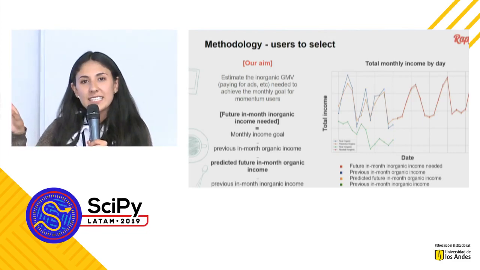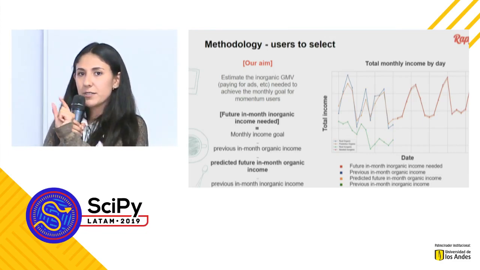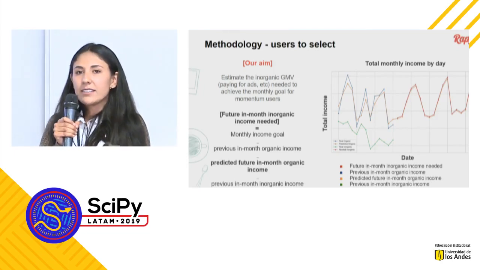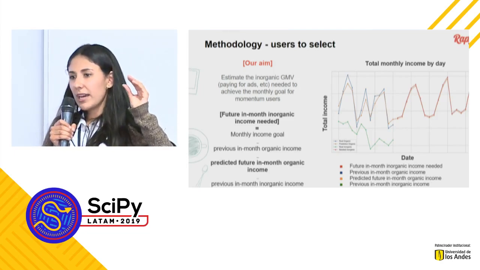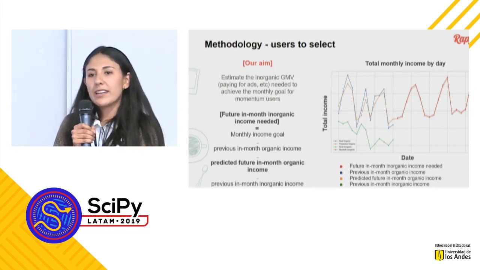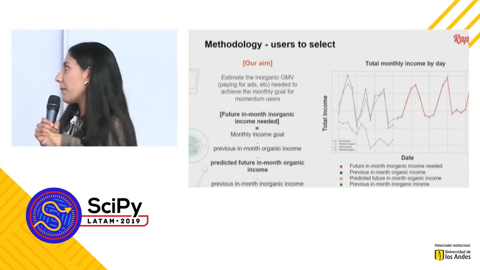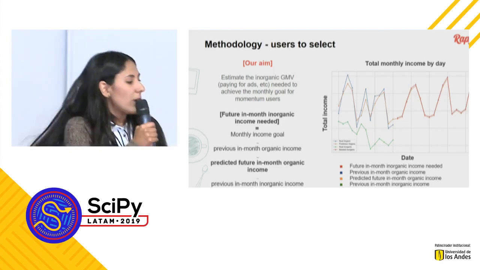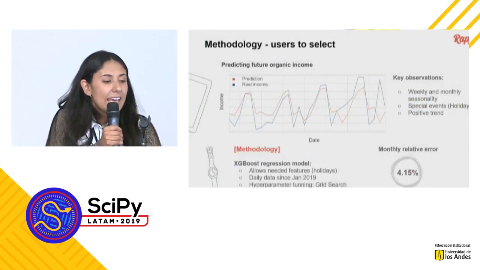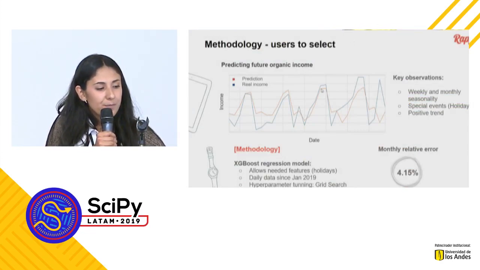We predicted this organic income during all the days of the month, and taking into account the month goal that we have, we can subtract these values and obtain the inorganic income that we need to do with our campaigns. So, well, this is the time series of the organic income.